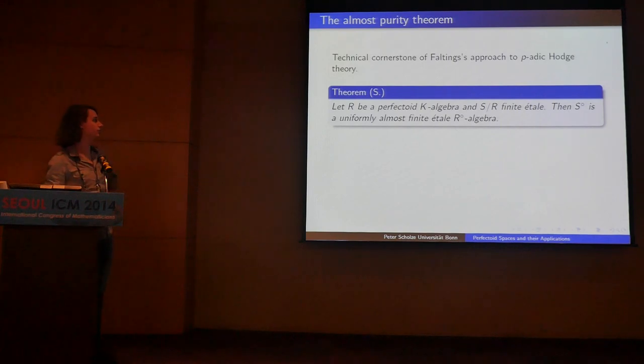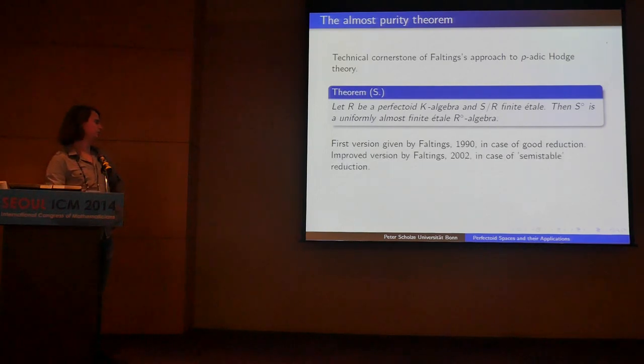after you pass to these huge extensions to go to a perfectoid algebra. Some version of this was given by Faltings in 1990 in the case of good reduction, and then an improved version in 2002 in the case of semi-stable or some more general toric reduction. But it was always the case that he had to construct his perfectoid algebra in a very prescribed manner. You had to start with something of finite type over Z_p, and then adjoin some p-power roots in a very, very prescribed way. This also limited the applications of this almost purity theorem, because you always had to ensure that you're in this very special situation where Faltings had proved the theorem.